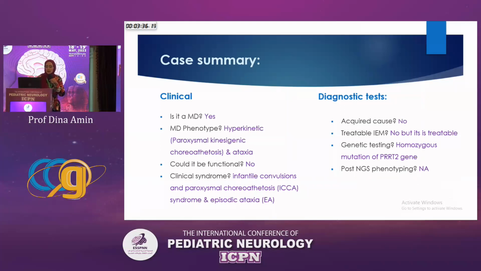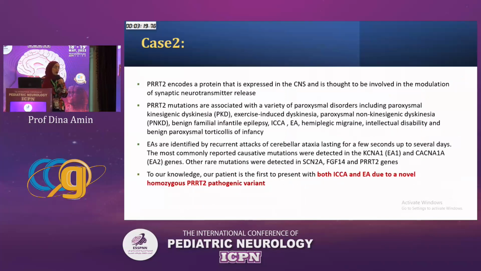So yes, it's a movement disorder, hyperkinetic, paroxysmal kinesigenic choreoathetosis and ataxia. No, it could not be functional. The clinical syndrome is infantile convulsions and paroxysmal choreoathetosis syndrome with episodic ataxia and the genetic tests we discussed. The only important thing about this PRRT2 mutation, which is widely expressed in the CNS and is well known to modulate the synaptic neurotransmitter, is that it can present with dyskinesia, hemiplegic migraine, and learning or intellectual difficulties similar to the elder sibling.